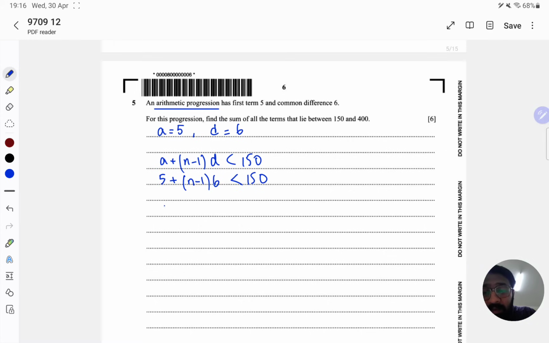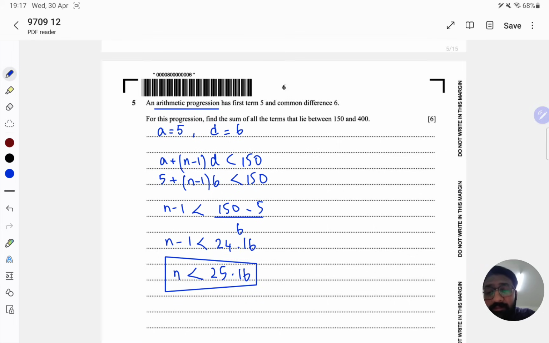For 150: n minus 1 will be greater than 150 minus 5 divided by 6. So 150 minus 5 divided by 6 is 24.16. So n minus 1 is greater than 24.16, and the value of n has to be greater than 25.16.